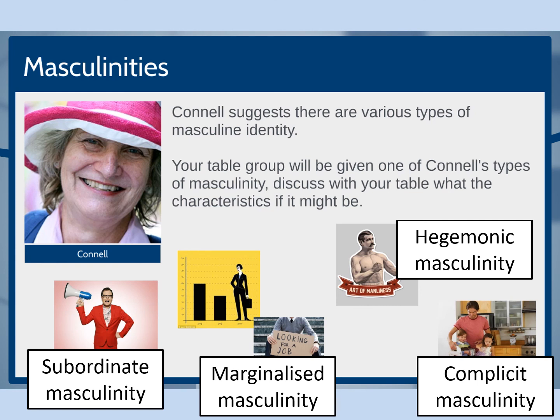Finally, there is complicit masculinity. Complicit masculinity is a kind of masculinity that does not challenge the dominant forms of masculinity in Western society. These are men who share in gender roles which might have traditionally been seen as more feminine, for example, looking after the children or sharing in housework.